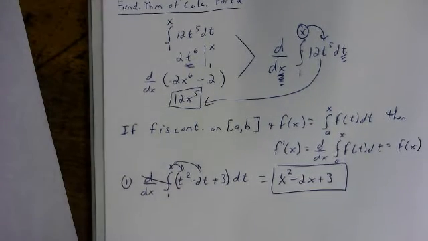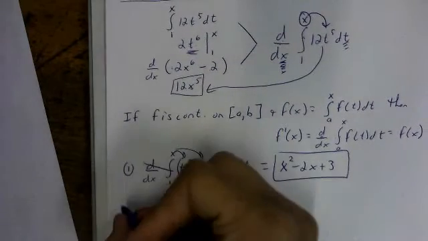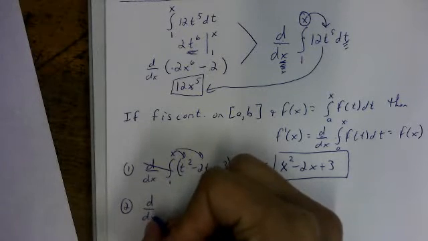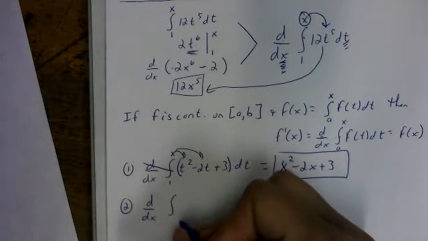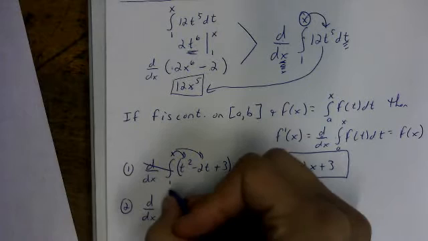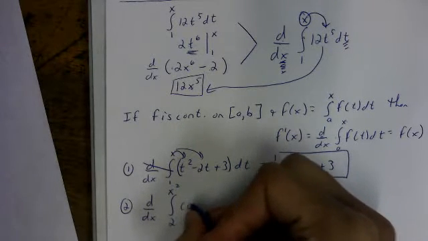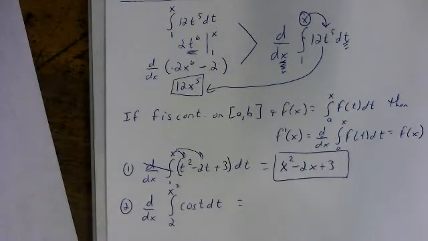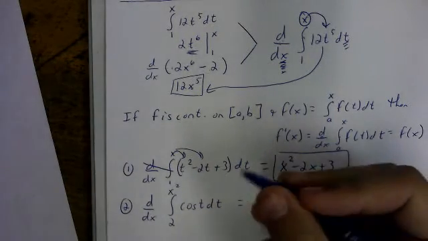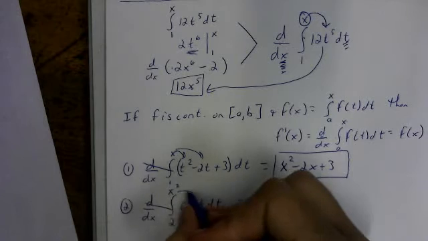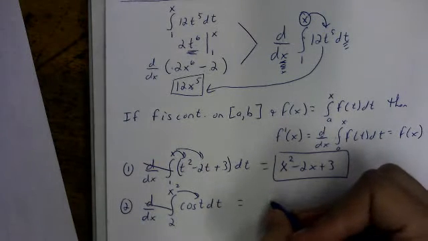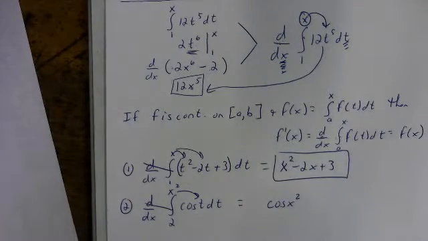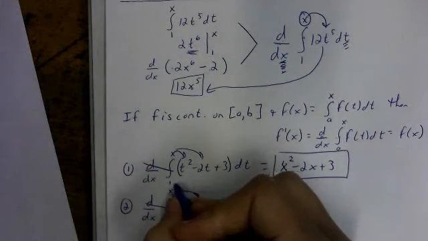So now let's spice this up a little bit. What would life be without spice? Let's take the derivative of the integral from 2 to x squared of cosine of t dt. Same thing. These basically cancel, you plug this in. So you get cosine of x squared. But there's a little bit of a catch. The chain rule.